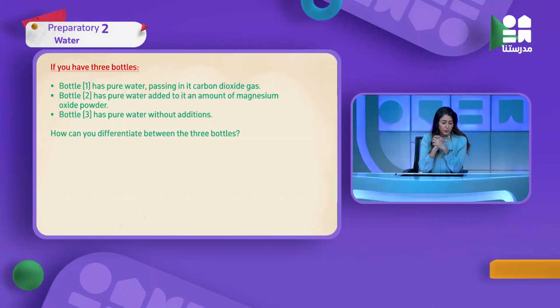السؤال ده بيقول لي ايه؟ بيقول لي if you have 3 bottles. Bottle 1 has pure water passing in carbon dioxide. Bottle 2 has pure water added to it an amount of magnesium oxide powder. And bottle 3 pure water without additions. بيقول لي how can you differentiate between these 3 bottles.